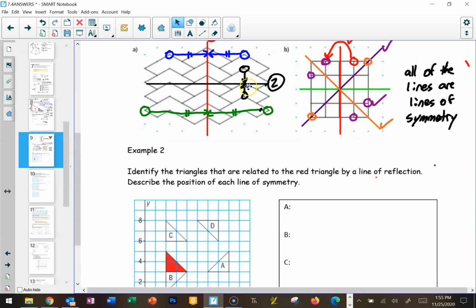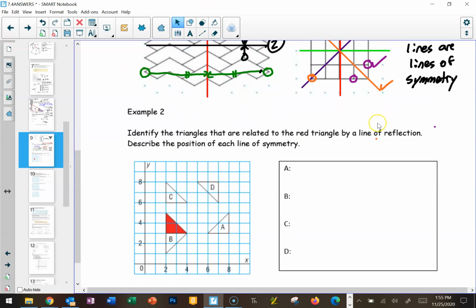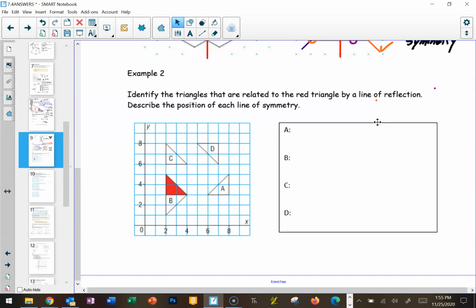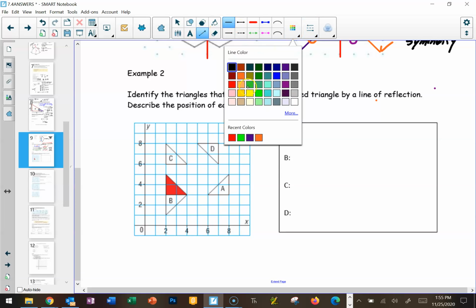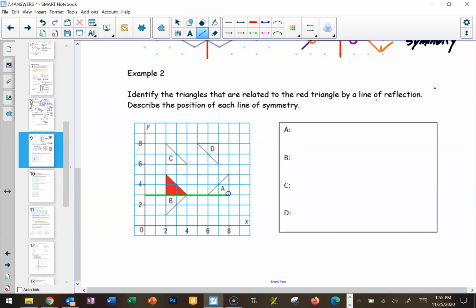So far, I've drawn lines of symmetry through objects, but it doesn't always have to be that way. Lines of symmetry can be outside of objects as long as the reflected shape still works with the folding method. So if we look at these four triangles here, A, B, C, and D, let's count the red triangle as the original shape. What we want to do is determine which of these are actually reflections of that red triangle and which of them are not. So what we have to do is draw a line that acts as a line of reflection.